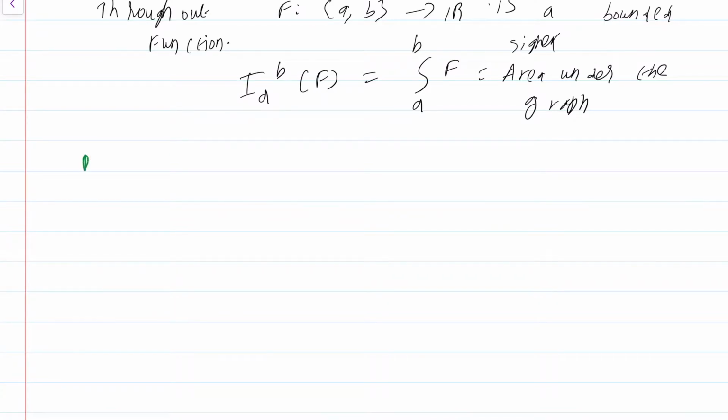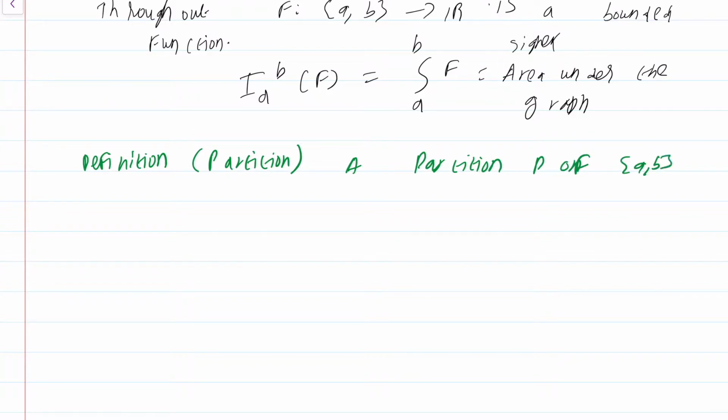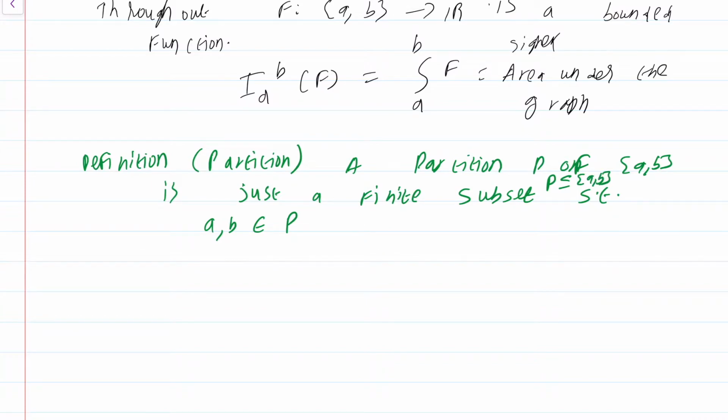Definition. This is the definition of a partition. A partition P of the closed interval [a,b] is just a finite subset such that a, b are elements of P. It's just a subset of [a,b] that also happens to contain both the points a as well as b.